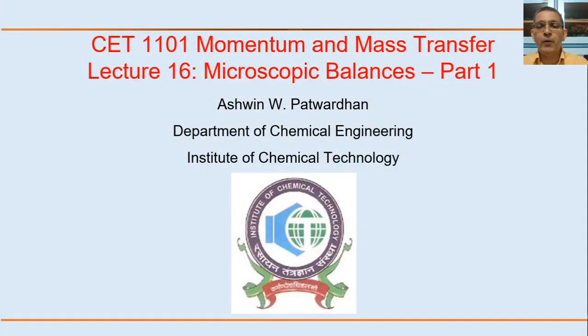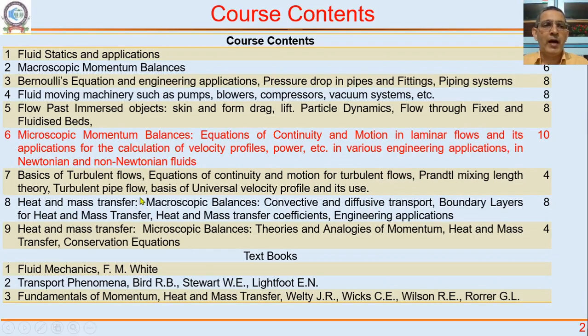Let's start looking at microscopic balances. First of all, this is where we are in our course. We are on point number 6, microscopic balances, and we are going to use these microscopic balances to calculate some of the things that you have already seen in the macroscopic balances. In the macroscopic balances, you got them as an experimental value. We'll try to get more into how this can actually be calculated. I will tell you as we go along.